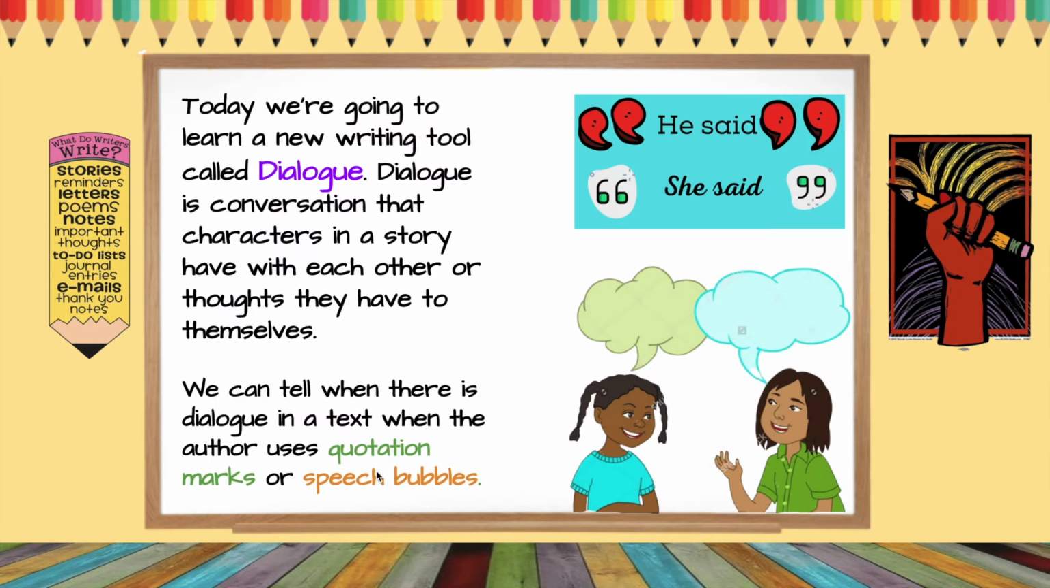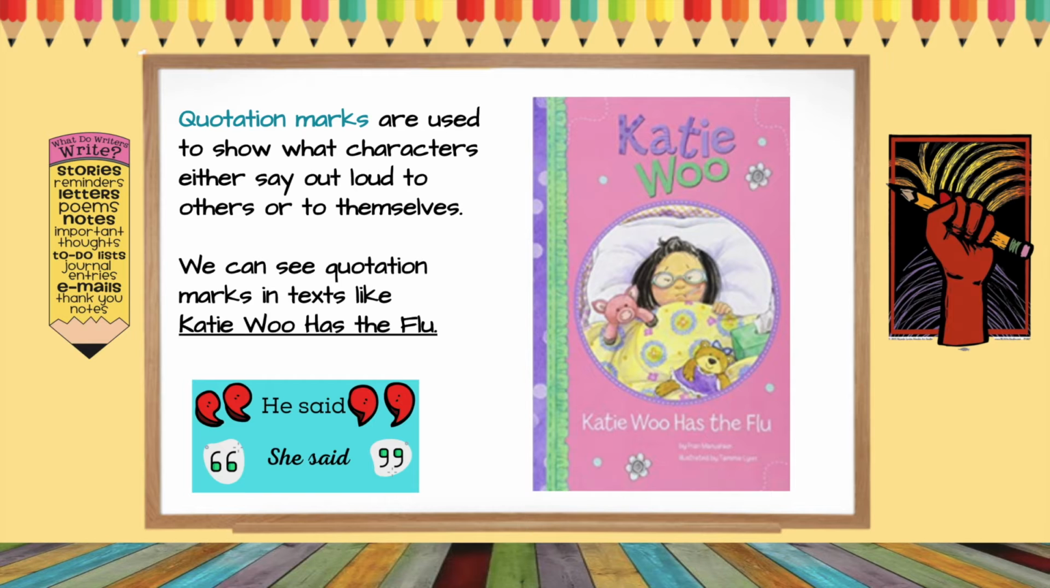So today, we're going to learn about a new writing tool called dialogue. Dialogue is conversation that characters in a story have with each other or thoughts they have to themselves. We can tell when there is dialogue in a text when the author uses quotation marks or speech bubbles. Let's learn more about those two things.